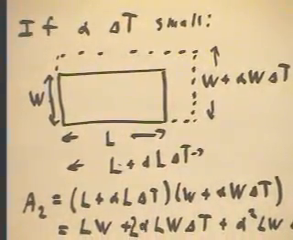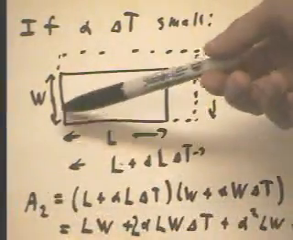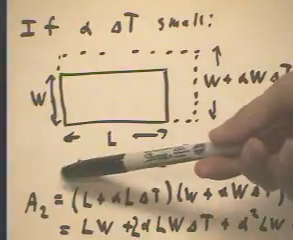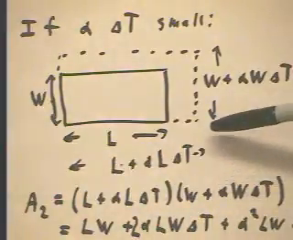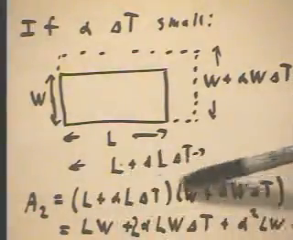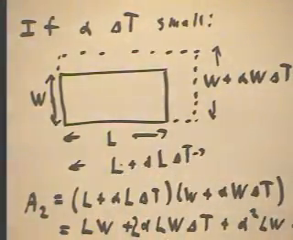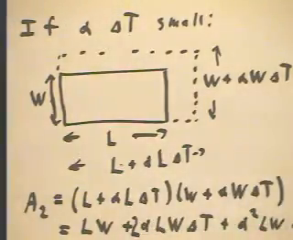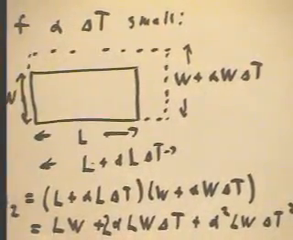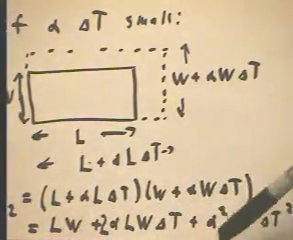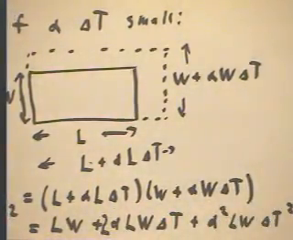Okay, what we get is the area A2, which is the area after we've expanded, is going to be this length L plus alpha L delta T times the width W plus alpha W delta T. So we have this expression for the area A2. If we multiply this expression out, we see that our area A2 is just LW plus 2 alpha LW delta T plus alpha squared LW delta T squared.